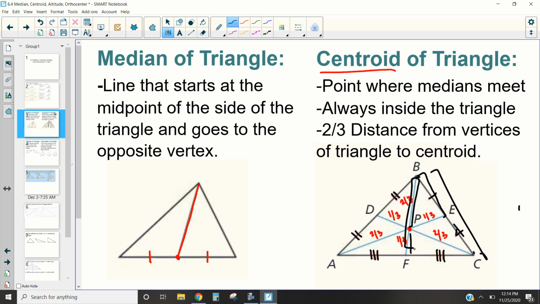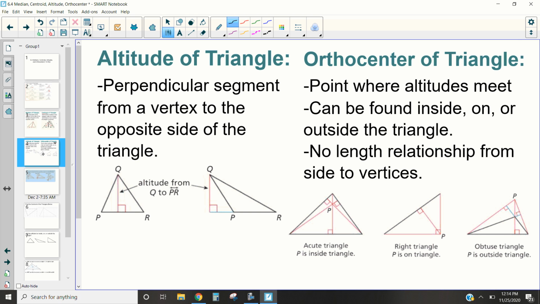Okay, the last type of lines and points in a triangle that we're going to talk about is called the altitude of a triangle. Now, when we think of altitude, we think of height in the real world. The altitude of a triangle is exactly what it sounds like. It's the height of our triangle.